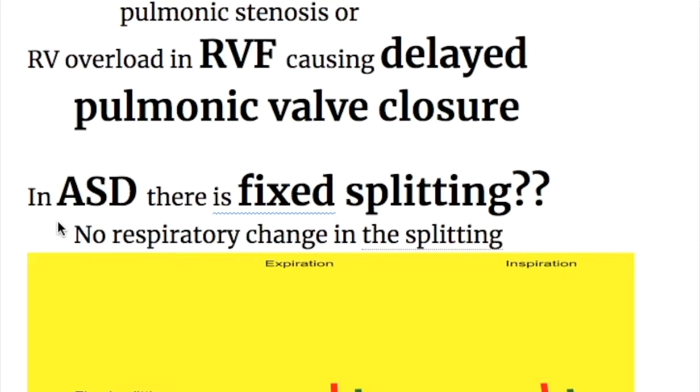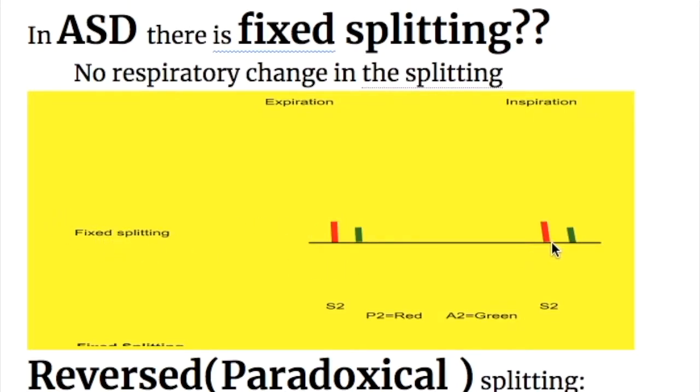In ASD, there is fixed splitting, with no respiratory change in the splitting. This is what fixed splitting is: the same, fixed distance between the closures of the aortic and the pulmonary valves.